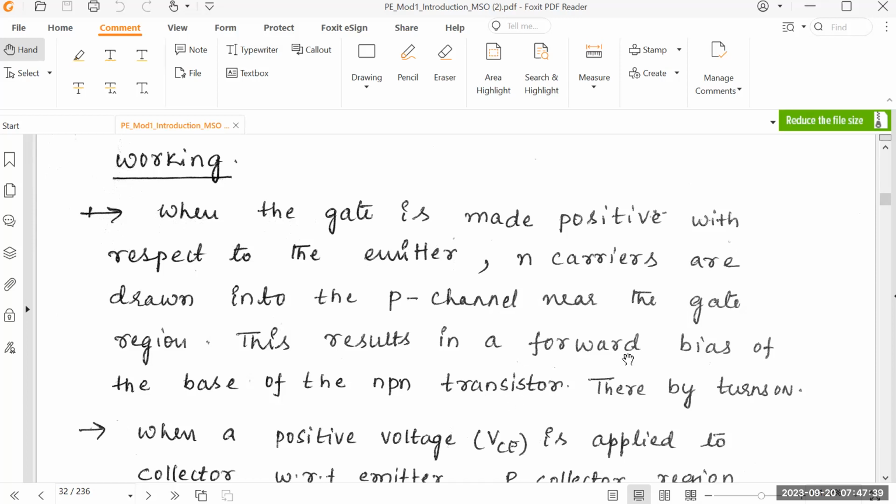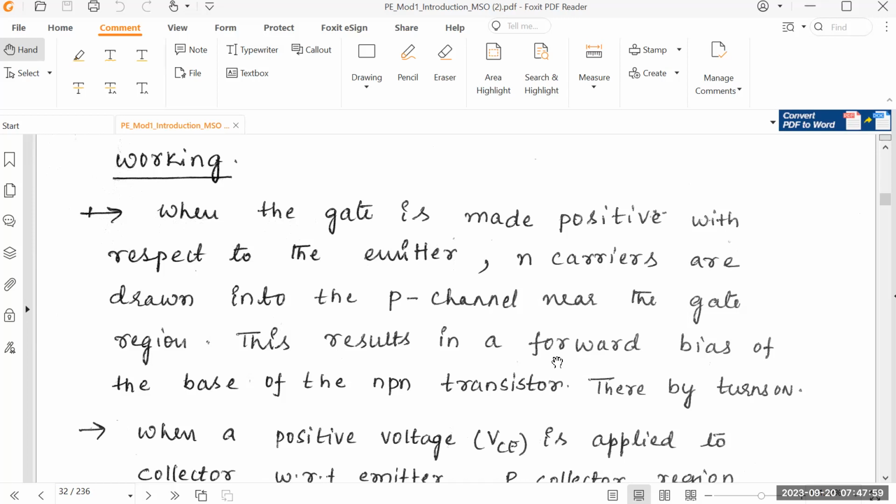And if the BJT enters into forward bias, what happens? The transistor will be turned on. Always keep in mind that whenever the BJT is in forward bias, it will be turned on. Whenever it is in reverse bias, it will be turned off.